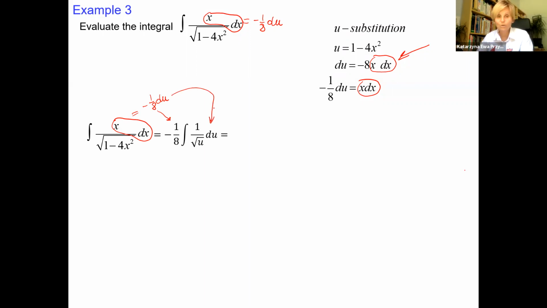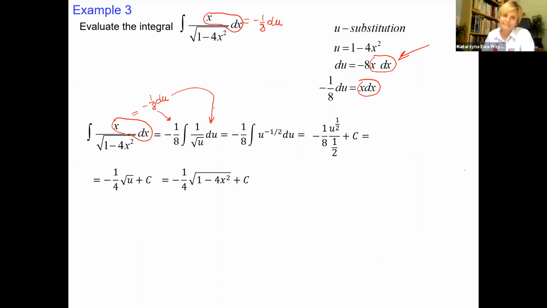And the denominator is square root of u, because that was the u. That's how we defined u. Okay, negative 1/8 is just the extra constant. 1 over square root of u du is u to the negative half, and now it's a direct antiderivative. We will add 1, adding 1 to negative half, we have 1/2, u to the power of 1/2 over 1/2. We can flip 1/2, it will be multiplying by 2, negative 1/4, u to the half is square root of u, plus the constant c, of course. Now, at the end, instead of u, we will put 1 minus 4x squared. Done.